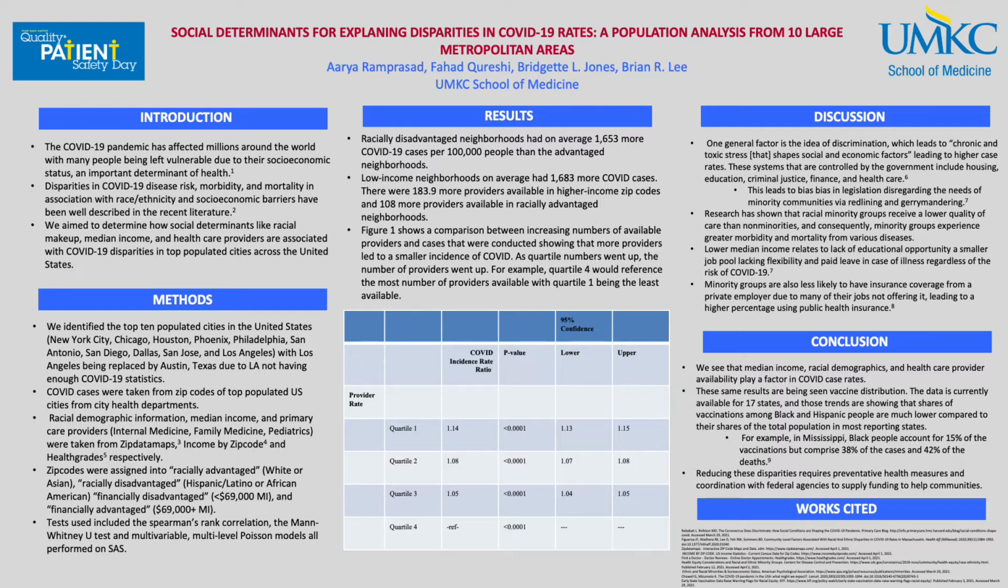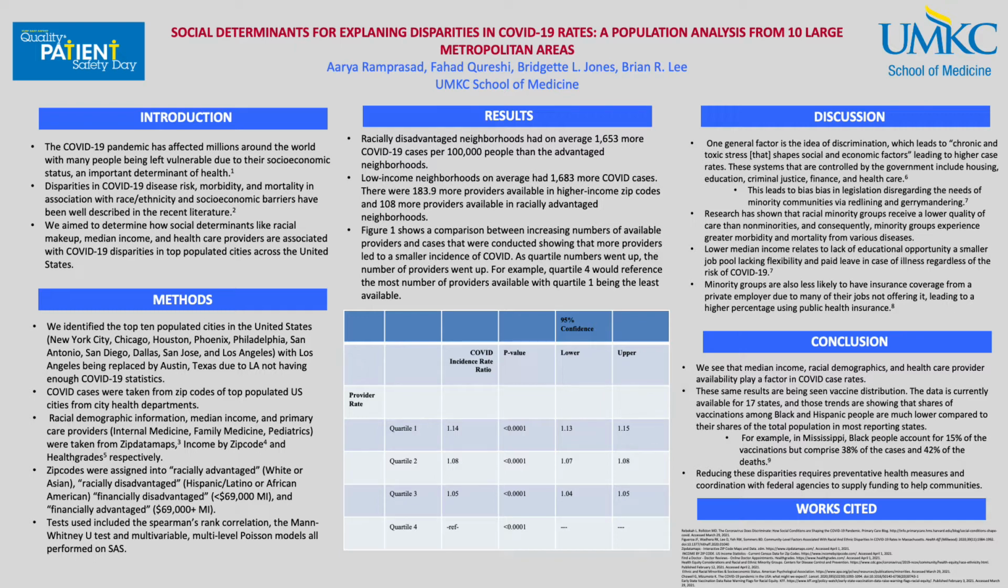The COVID-19 pandemic has affected millions around the world, with many people being left vulnerable due to their socioeconomic status, which is an important determinant of health. Disparities in COVID-19 disease risk, mortality, and morbidity in association with race, ethnicity, and socioeconomic barriers have been well described and documented in literature. We aim to see how social determinants like racial makeup, median income, and healthcare providers would be associated to COVID-19 disparities across the U.S.